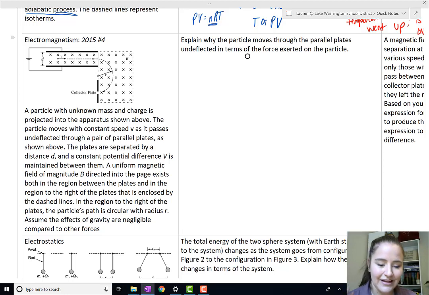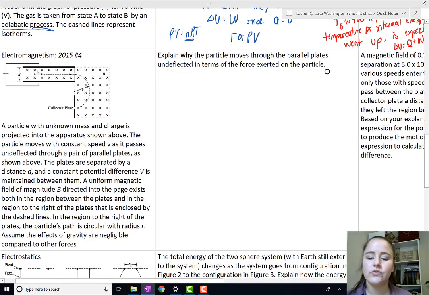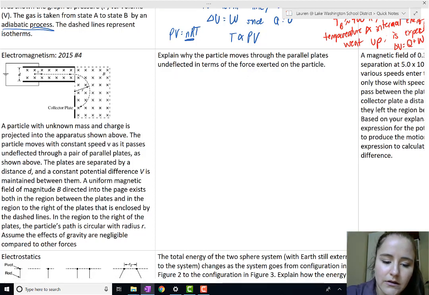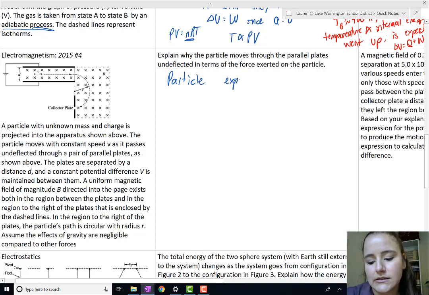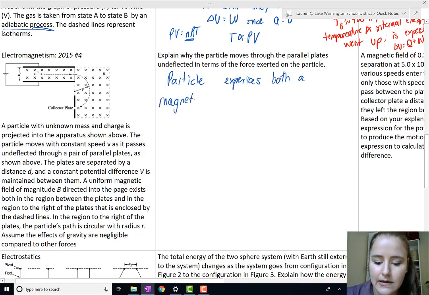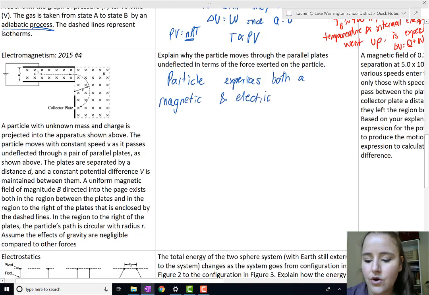Okay, let's go ahead and get to the problem. This is the basic setup of a mass spectrometer, which scientists use to figure out the mass of particles that things are made of. So, explain why the particle moves through the parallel plates undeflected in terms of the force exerted on the particle. Okay, so it's in a magnetic field, and it's going between two parallel plates. So we know it's going to have a magnetic force on it and an electric force. Okay, so the particle experiences both a magnetic and electric force. Now this does require us to know a little bit about these forces.